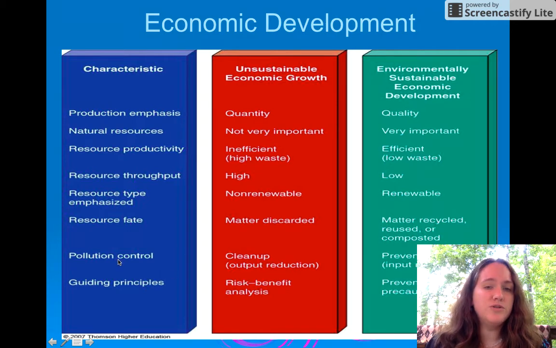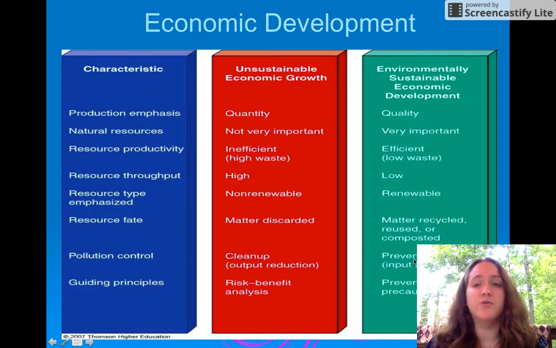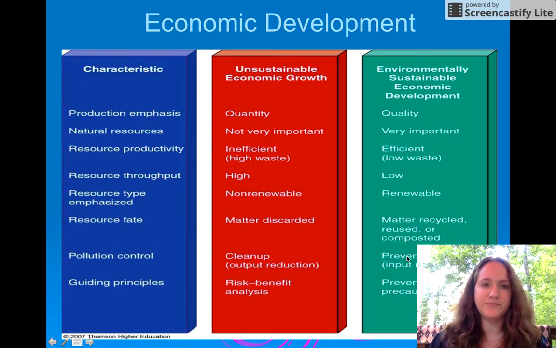And in terms of pollution, we're focused on cleanup and on sustainable economic growth, whereas we're focused on prevention and sustainable growth. So trying to not have all the waste to begin with.